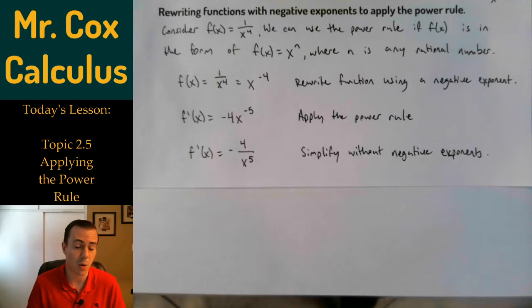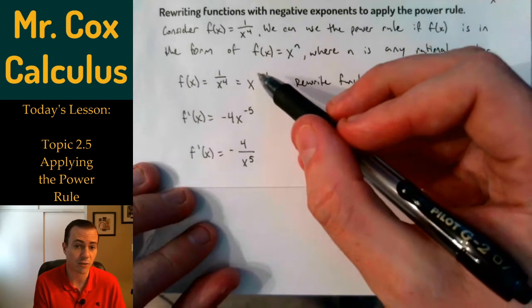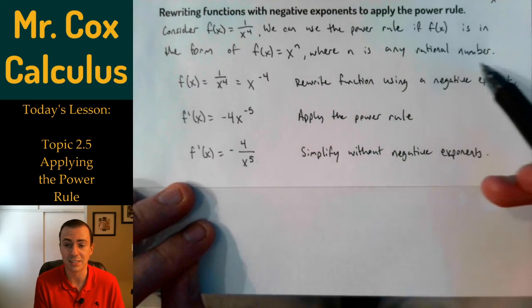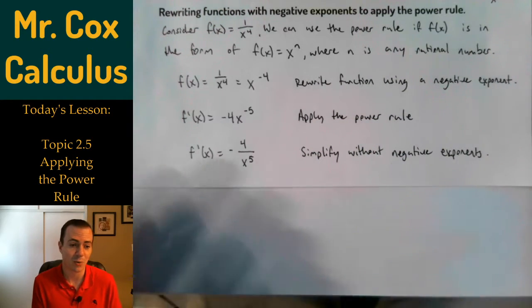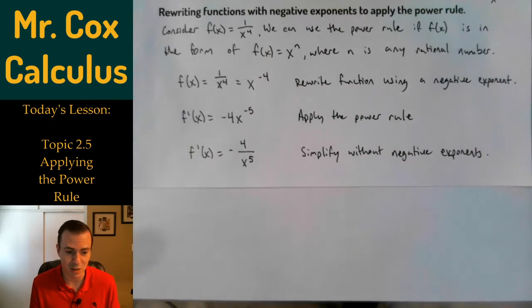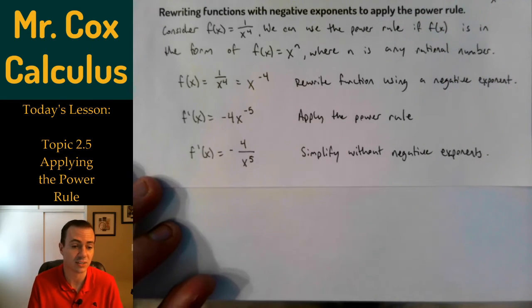And in the next video, what we're going to see is not only does it work for things that can be rewritten as negative exponents, but because the power rule says n is any rational number, we can also use it for any situation where n can be written as a rational exponent, which is going to allow us to take the derivative of all kinds of root functions as well.